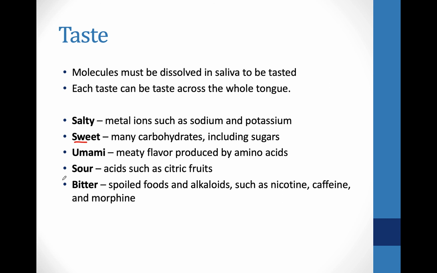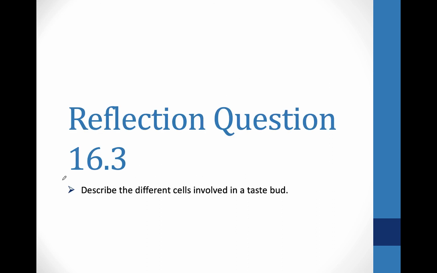Bitter is foods that are high in alkaloids, like things like caffeine, nicotine, morphine, things that are actually drugs, as well as poisons. So bitter would have been adaptive for finding things like poisoned water and knowing not to drink that, or spoiled food and knowing not to eat it. Plants typically make fruit that is really sweet because they want animals to eat it and spread their seeds, and then they make leaves that are bitter because they don't want animals to eat their leaves, because that's how they do photosynthesis. So take a moment and describe the different cells involved in a taste bud.